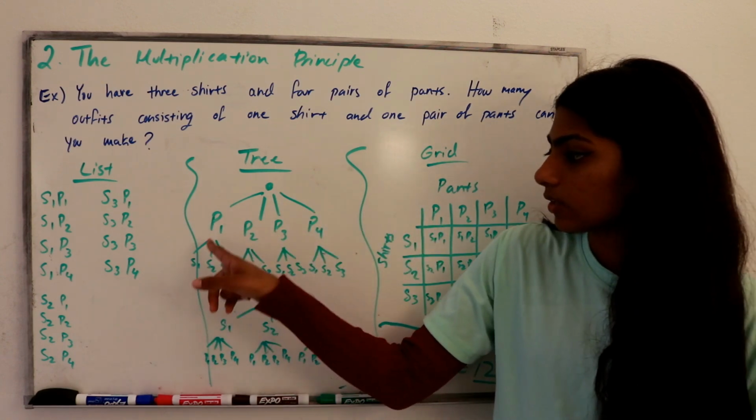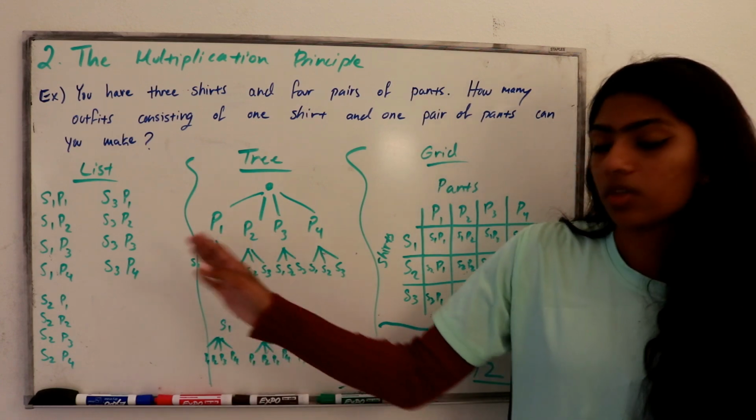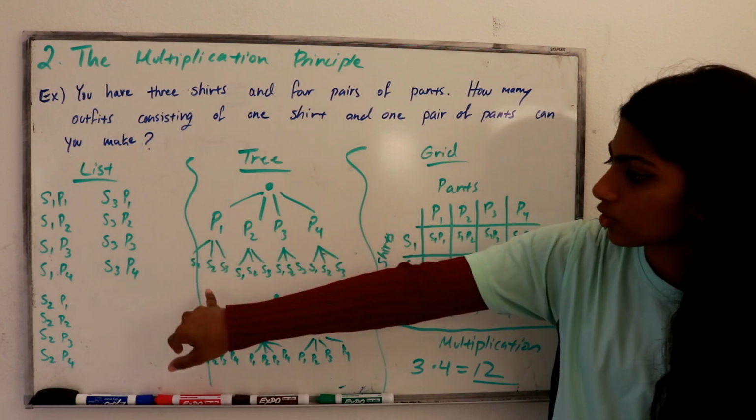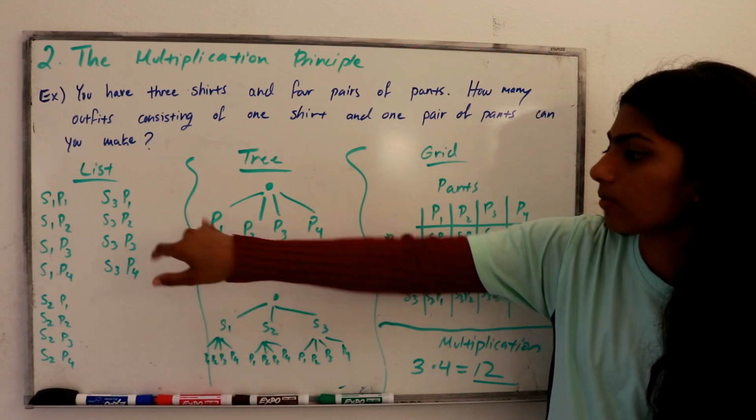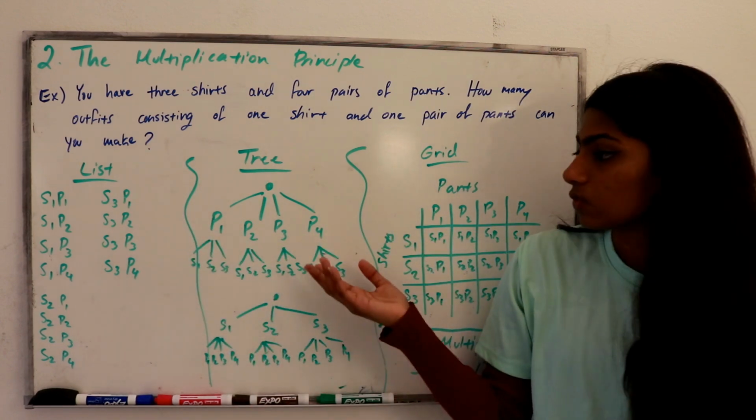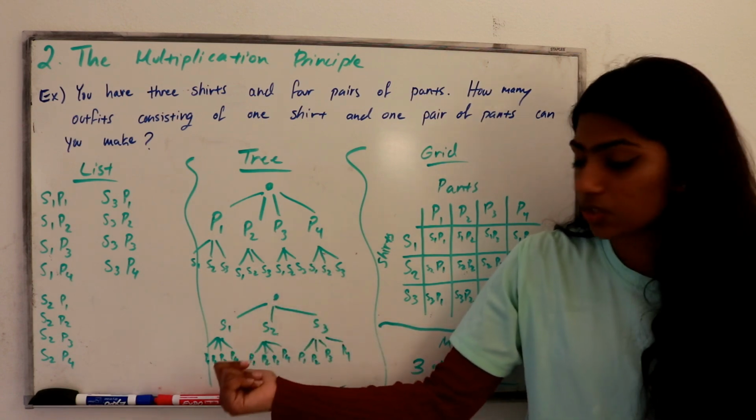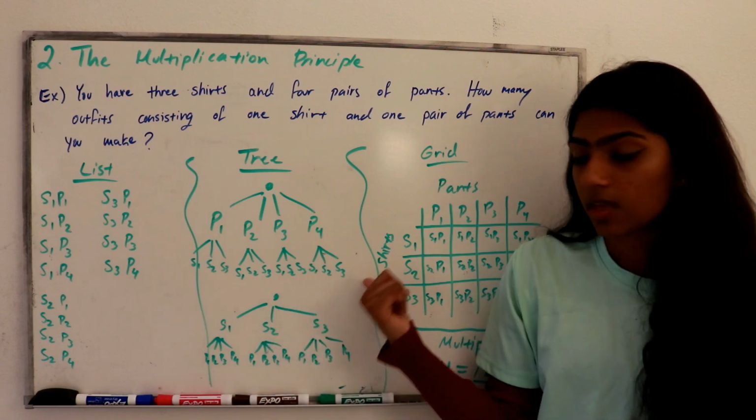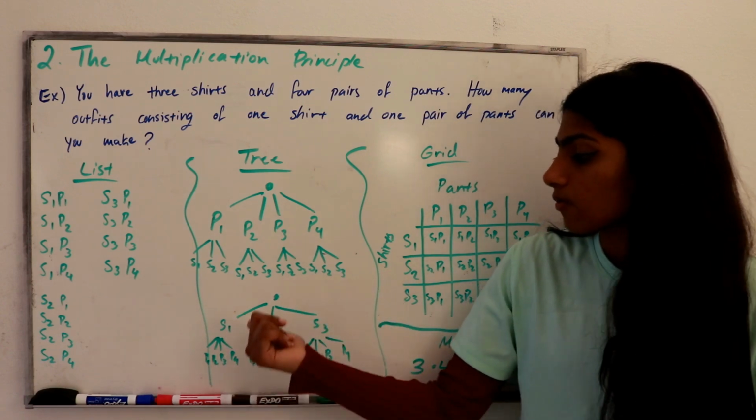So that's either shirt 1, shirt 2, or shirt 3. So this shows all the different combinations. You can have shirt 1 and pant 1, shirt 2 and pant 1, or shirt 3 and pant 1, and so on. You can even switch it. You can start out with the shirts and then end with the pants. So you have 3 different options for the shirts, and then you have 4 different options for the pants for each shirt.